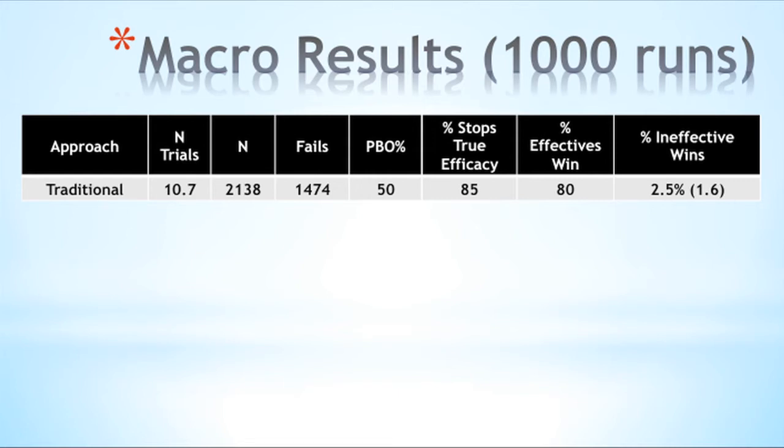1,474 patients failed in the process. 50% of all those patients were placed on a placebo. Now, the percentage of processes that went through and had a statistically significant therapy that actually found a truly effective therapy was 85%. So our process is pretty good in this scenario of finding effective therapies. 85% of them found an effective therapy.